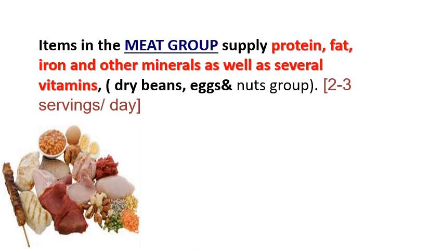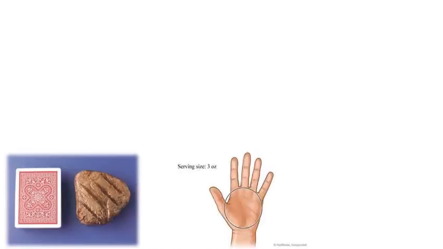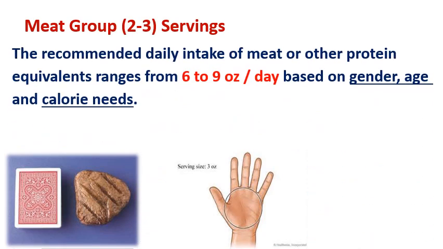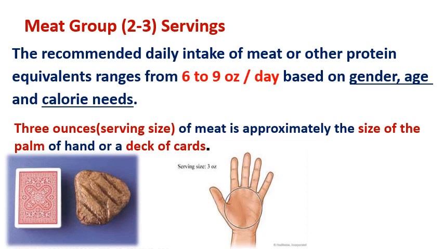Items in the meat group supply protein, fat, iron, and other minerals, as well as several vitamins. Dry beans, eggs, and nuts group, we have to consume about 2 to 3 servings per day from this group. As we said, we have to consume 2 to 3 servings of meat group. The recommended daily intake of meat or other protein equivalents ranges from 6 to 9 ounces per day, based on gender, age, and calorie needs. 3 ounces, which is the serving size of meat, is approximately the size of a palm of the hand or a deck of cards.